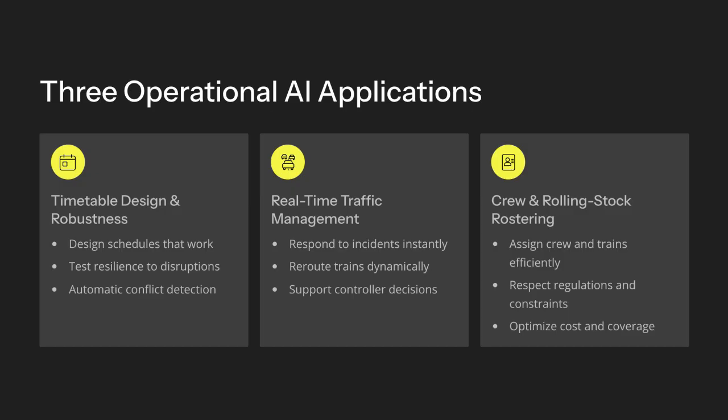Here's what that looks like in practice. A crew member calls in sick on the morning of a shift. Without AI, a crew controller spends 1 to 2 hours manually reassigning services, checking each decision against working time rules and licensing requirements as they go. It's high pressure, detail intensive work, and it's exactly the kind of task where human error creeps in.